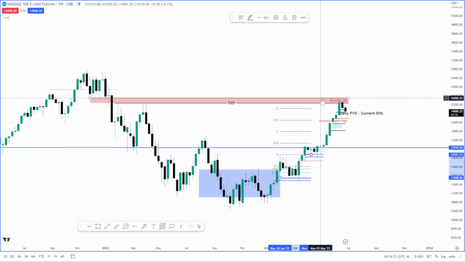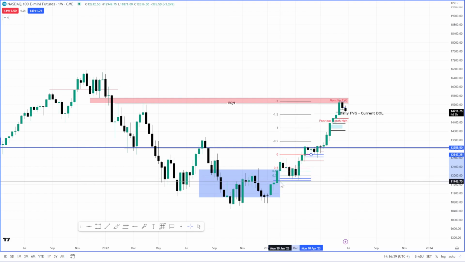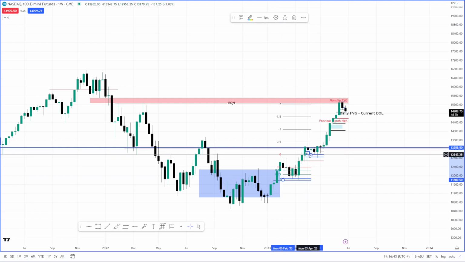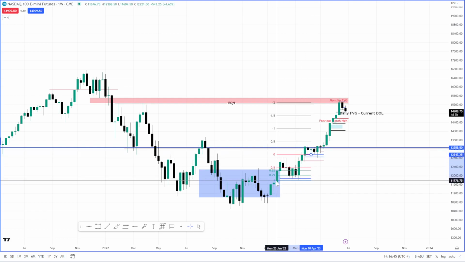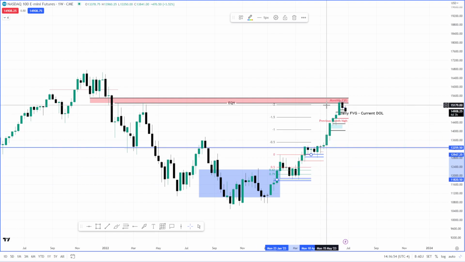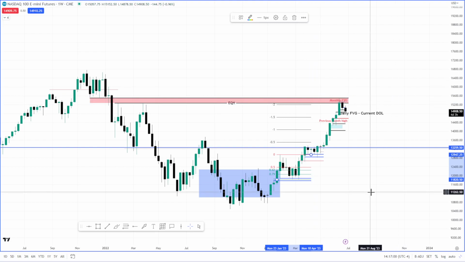That's almost 2.5 right there. Measure that leg, the manipulation leg back down into a consolidation. Gives you a nice target. So then target just above it, and that's where we hit.